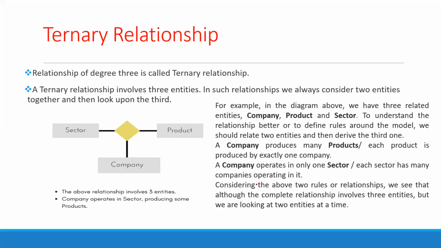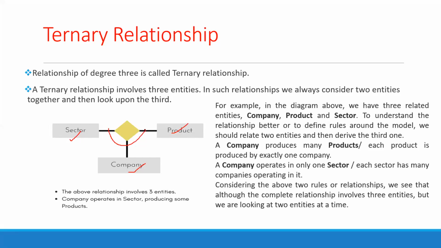See the following diagram. In this diagram we have three entities: one is sector, another is product, and another is company. These three are related to each other, so that is called a ternary relationship. Company is associated with the relation, sector is associated with the relation, and product is also associated with the relation. Here the relation is a triangle.